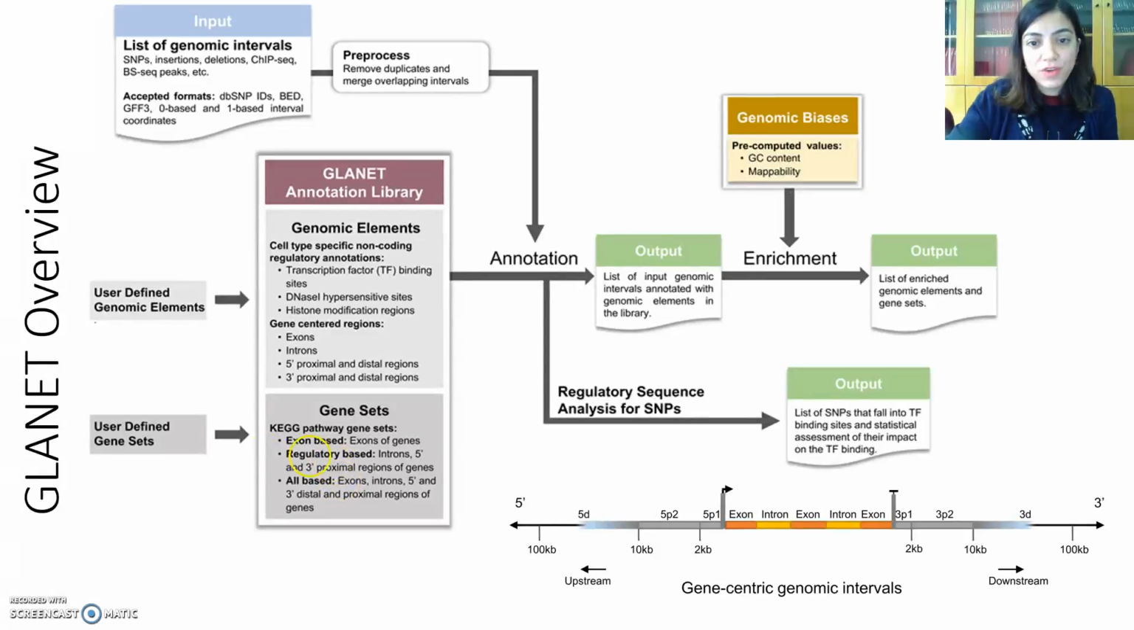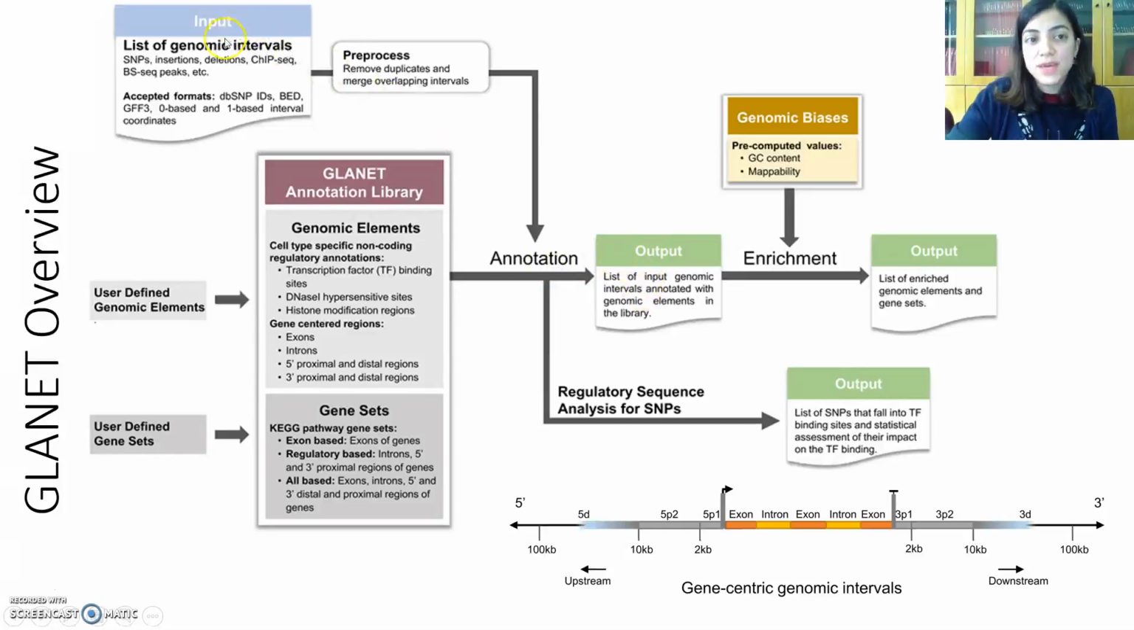This is the overview of GLANET. GLANET takes intervals of varying length and we accept different formats. You can provide the SNP IDs, you can upload your files in BED or GFF3 formats, or you can provide 0 base and 1 base coordinates of intervals. We first pre-process these intervals to eliminate any dependency within them. By using the intervals in our annotation library, we output the overlapping intervals as annotation output.